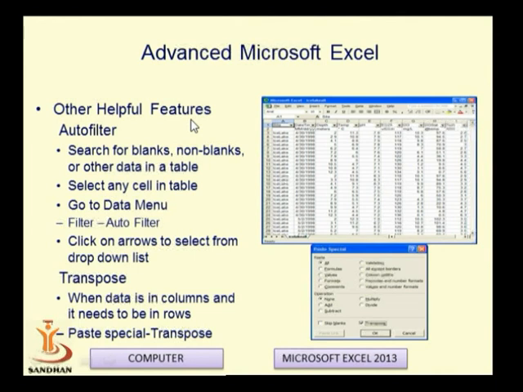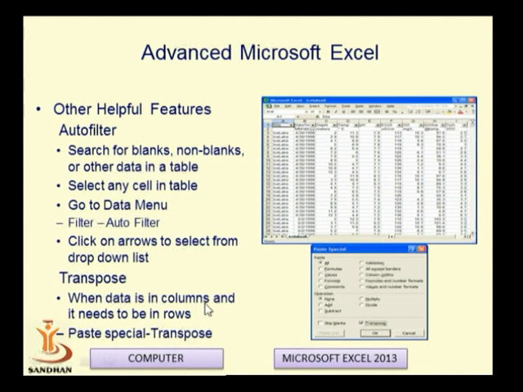When you select auto filter, a list type option will be available on each field. By selecting that field, some unique options, or unique data, will be shown in that list. By selecting those unique options, your data will be displayed according to your filtering criteria. So click on the arrows and select from the drop down list.